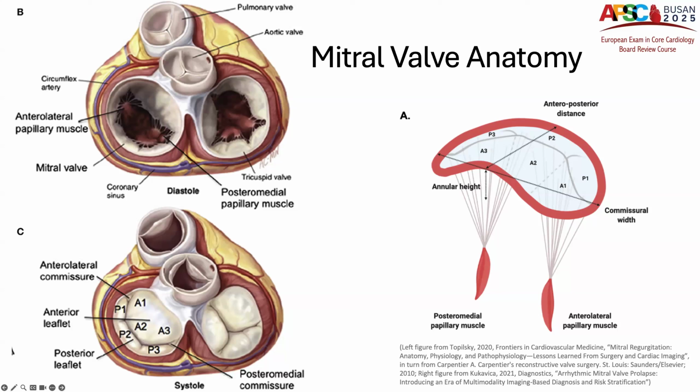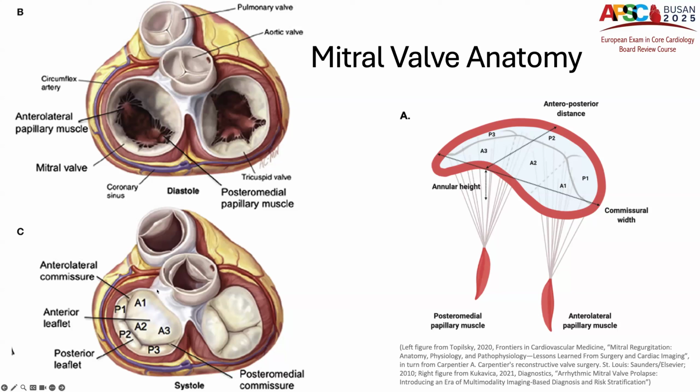The posterior leaflet has 3 scallops from lateral to medial. The anterolateral scallop, so you can see P1 over here in this diagram, P2, which is the middle scallop, and P3, which is the posterior medial scallop. P2 is the largest scallop of the three.